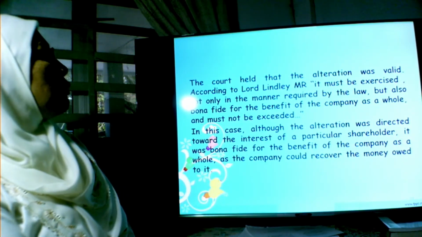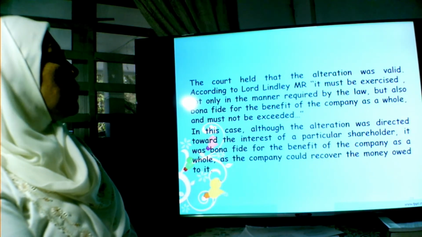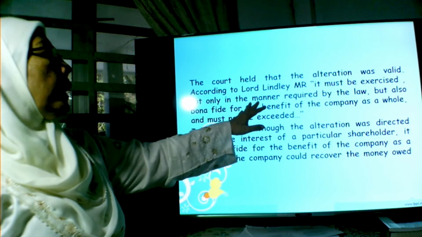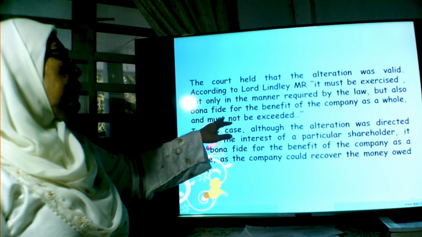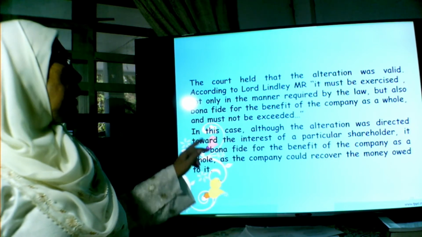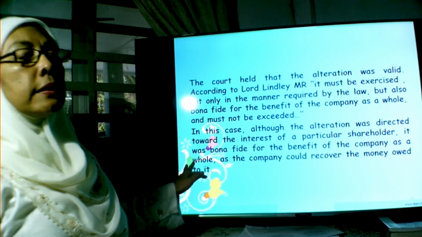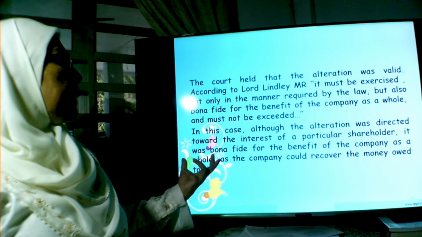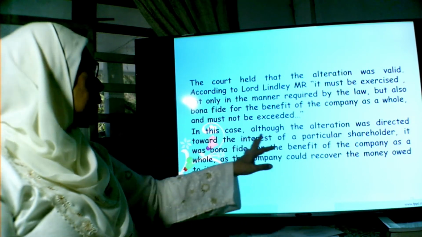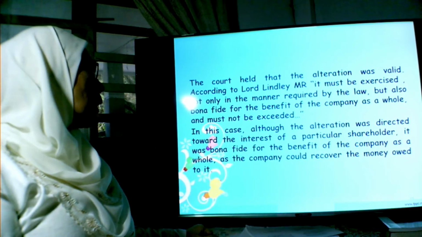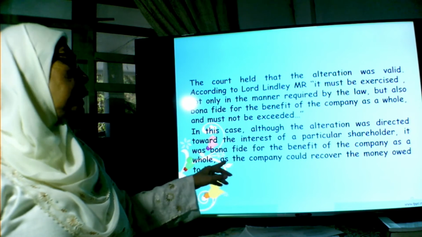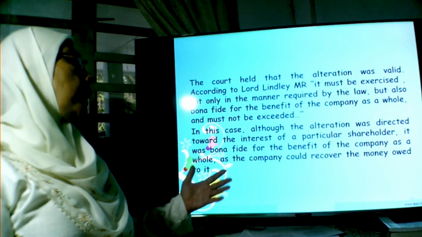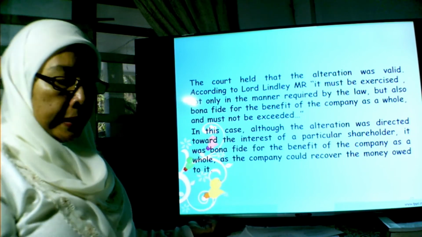Why did the court hold the alteration was valid? The judge said the power must be exercised not only in the manner required by the law, but also bona fide for the benefit of the company as a whole, and must not be exceeded. So in this case, dia kata untuk kepentingan syarikat, and although in this case it was directed toward the interest of a particular shareholder, however it was bona fide. Tapi suci hati for the benefit of the company as a whole, as the company could recover the money owed to him. That's the only way, right?